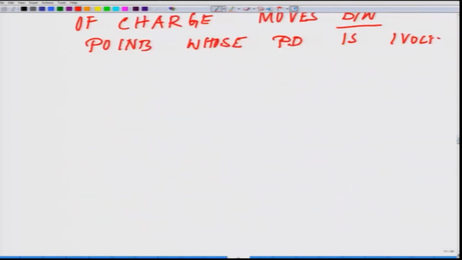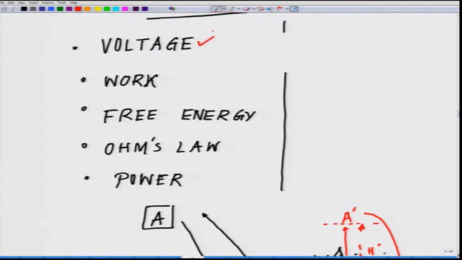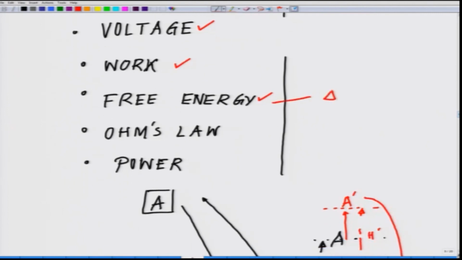Now, having said this, we will introduce the concept of free energy. Okay. I told you that there will be a few concepts. So, if you see what we are going to talk about today, we talked about the voltage, we talked about the work. Now, we will talk about the free energy, which is represented by delta G. So, those of you remember the delta G concept.